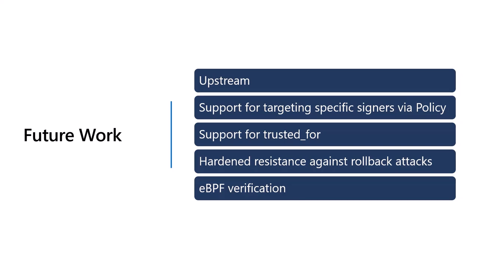Next, support for targeting specific signers via policy, which is the next big feature that we're going to try to tackle. The keyrings have a cross-pollination issue in our view. When you add something to a keyring and validate a signature against said keyring, you can match any key in that keyring whatsoever. So if you have something like a kernel mode signer versus a user mode signer, you have no way of knowing which key it matched or forcing the key to match a particular set, other than creating a whole separate keyring.